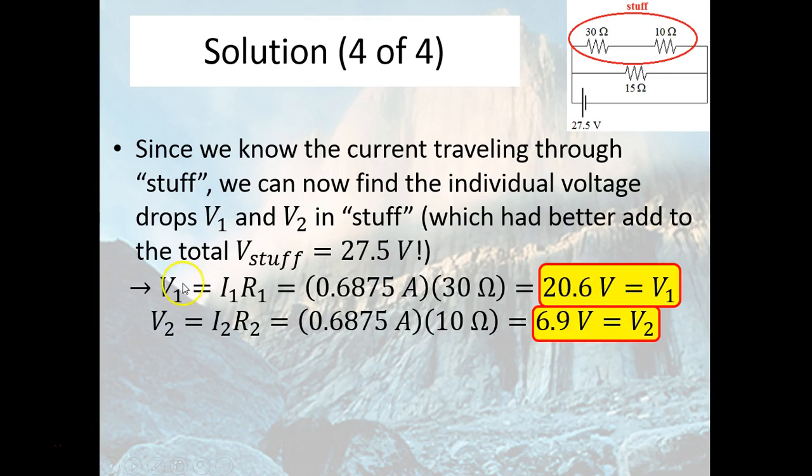Well, sure enough, V equals IR. So the 30 ohm resistor was the one that we called resistor 1. The 10 ohm resistor was what we called resistor 2. So V1 equals I1R1. Well, the current is the same in each of these because they're in series. And when you multiply those together, you get 20.6 volts across the 30 ohm resistor and a voltage drop of 6.9 volts across the 10 ohm resistor. And notice, not surprisingly, these add to 27.5 volts.